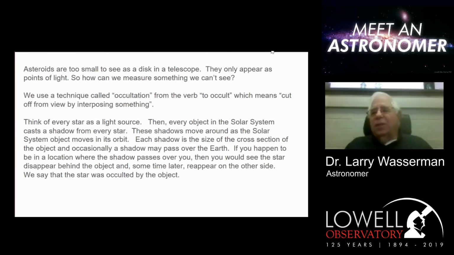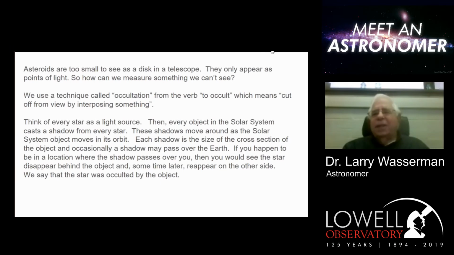So how do we measure something we can't see? Well, we use a technique called occultation, from the verb to occult, which means cut off from view by interposing something. Occultation has nothing to do with wizards and that sort of stuff. Okay, how does this work?